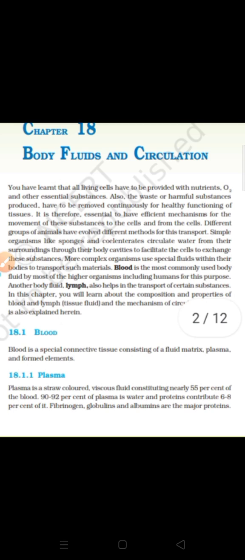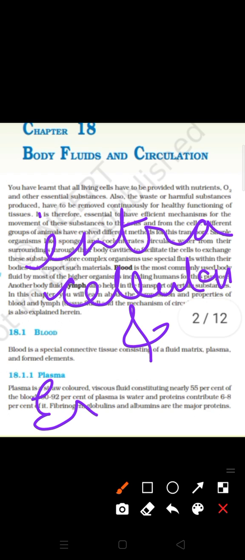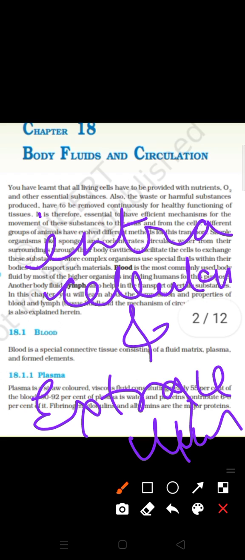What are body fluids? Body fluids are the medium of transport in the body. Whatever things are transported in our body are generally known as body fluids. They can be intracellular or extracellular. Intracellular means present inside the cell, and extracellular means present outside the cell. Clear?